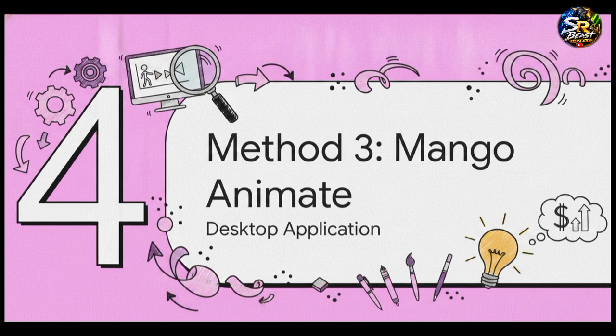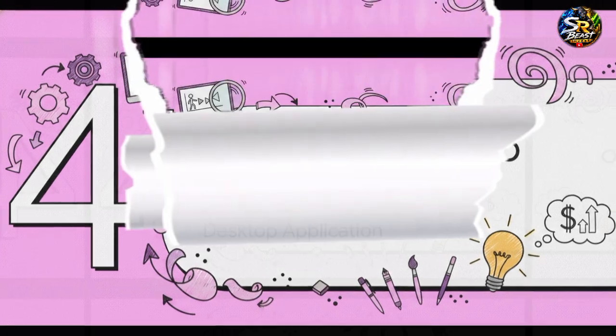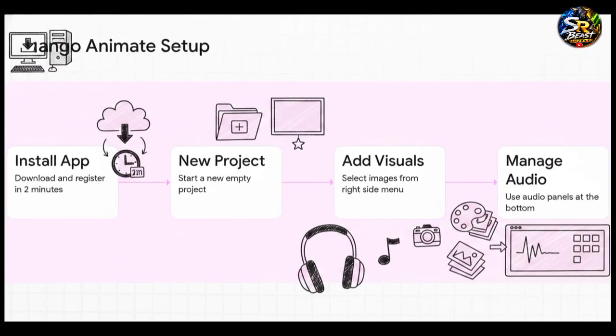Section 4. Method 3. Mango Animate. Now, unlike Canva or Render Forest, which run directly in your web browser, Mango Animate offers a totally different workflow environment. This is a dedicated desktop application. You'll need to actually download and install the Whiteboard Animation Maker straight onto your computer. But don't worry, the setup is incredibly fast. It literally takes about 2 minutes after you register and confirm your email.